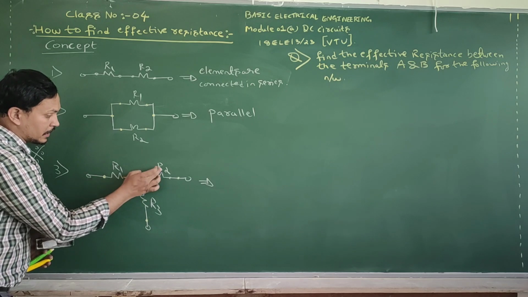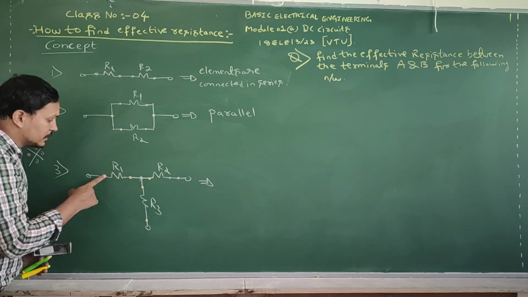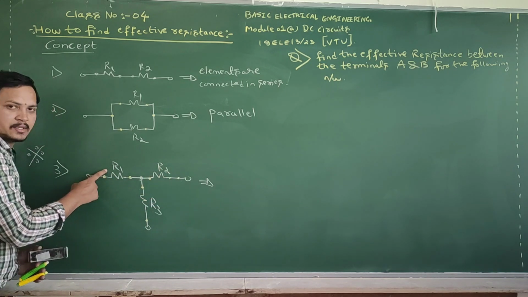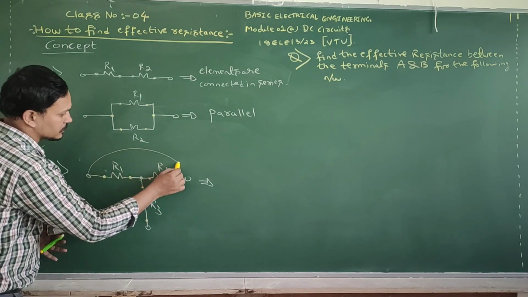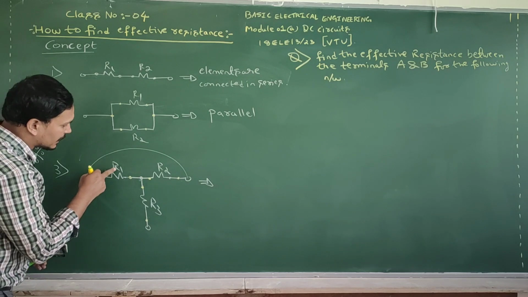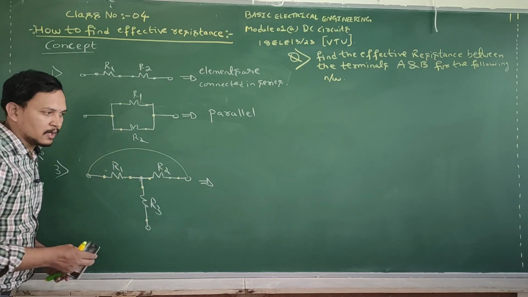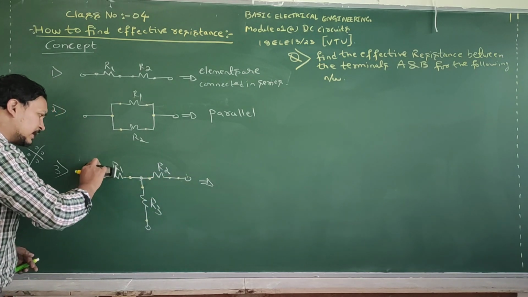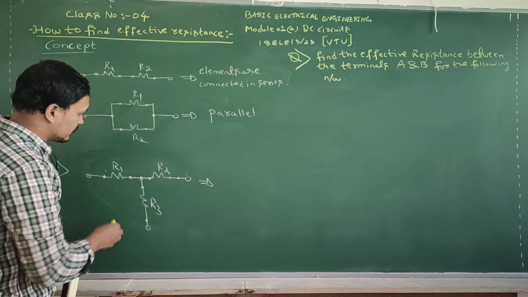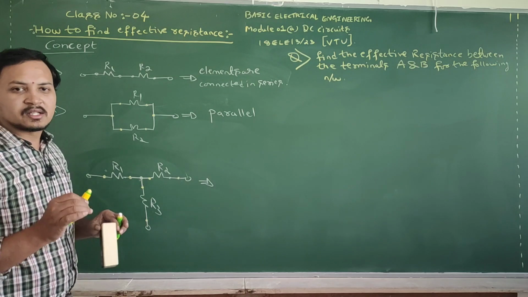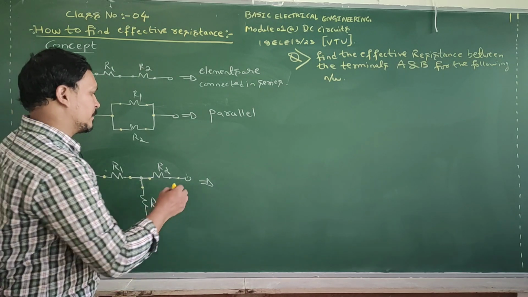The finishing ends of R1 and R2 are connected to one common point, but the starting ends of these two elements are not connected anywhere. Suppose I connect them like this, then you can decide R1 and R2 are in parallel, but it is not connected that way in the actual network. So what we can conclude is that the above network is neither a series nor a parallel network.